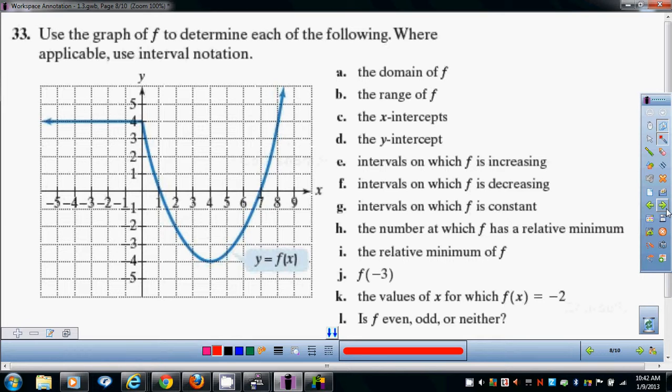Intervals in which f is increasing. Let's do one of these numbers. 4 to infinity. What about decreasing? Perfect. 0 to 4. And constant.